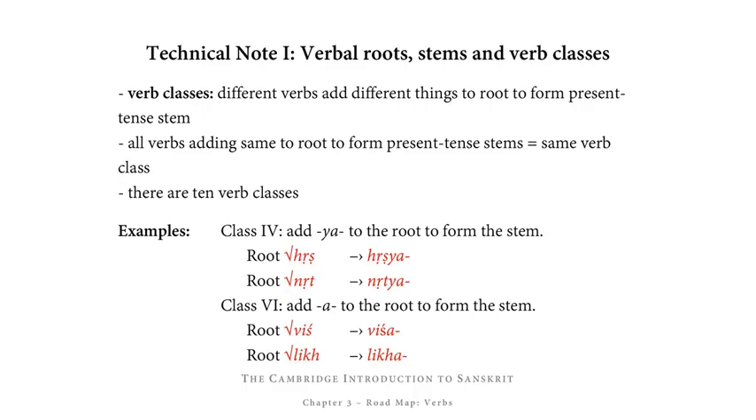To give you just 2 examples of this, what is considered class 4 is any verbal root that adds ya to the root in order to form the present tense stem. So, for example, the root hrish, which means to be excited or to be happy, has a present tense stem hrishya. The root nrit, meaning to dance, has a present tense stem nritya. Class 6 roots, on the other hand, do not add ya. Instead, they add a to the root in order to form the present tense stem. And so from the root vish, we get a present tense stem visha. From the root lik, we get a present tense stem lika, and so on.